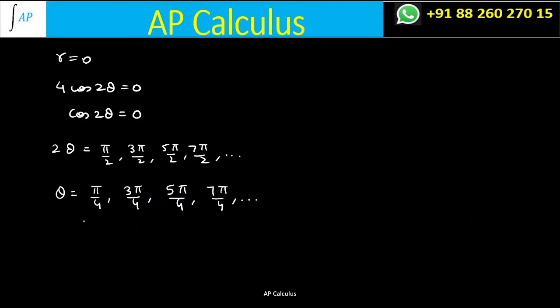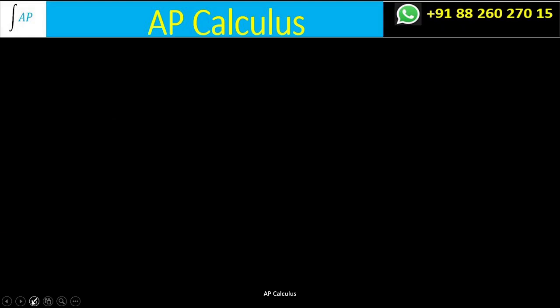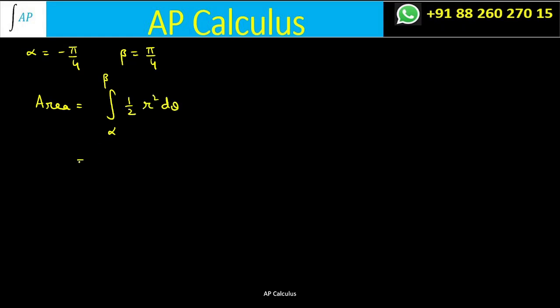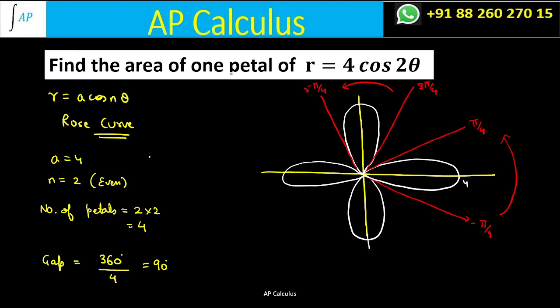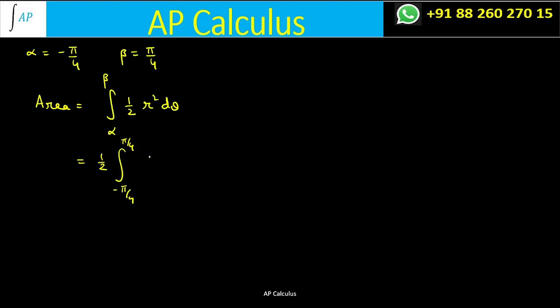So now we can say alpha is minus pi by 4, beta is plus pi by 4. Area is equal to the integration from alpha to beta of half r square d theta. The 1 by 2 is taken outside, this is from minus pi by 4 to pi by 4 of r square. The r value is 4 cosine of 2 theta. So when you do r square, that becomes 16 cosine square of 2 theta. 16 can be taken out, 16 divided by 2 is 8.